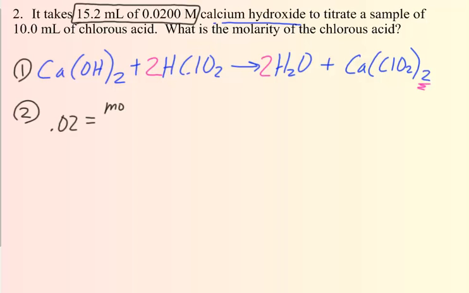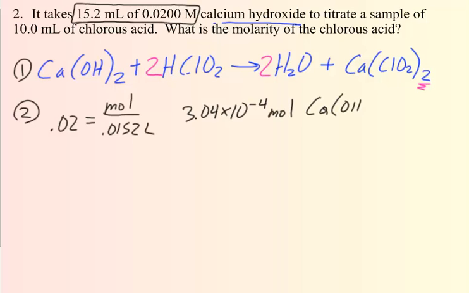It equals the moles of calcium hydroxide over the volume in liters. So we need to move that decimal over 3 places to get to liters. Using your math, 0.02 times 0.0152 will give us 3.04 times 10 to the -4th moles of calcium hydroxide. So step 3, we are going to use our stoichiometry, our balanced equation, to figure out how many moles we have of our acid.